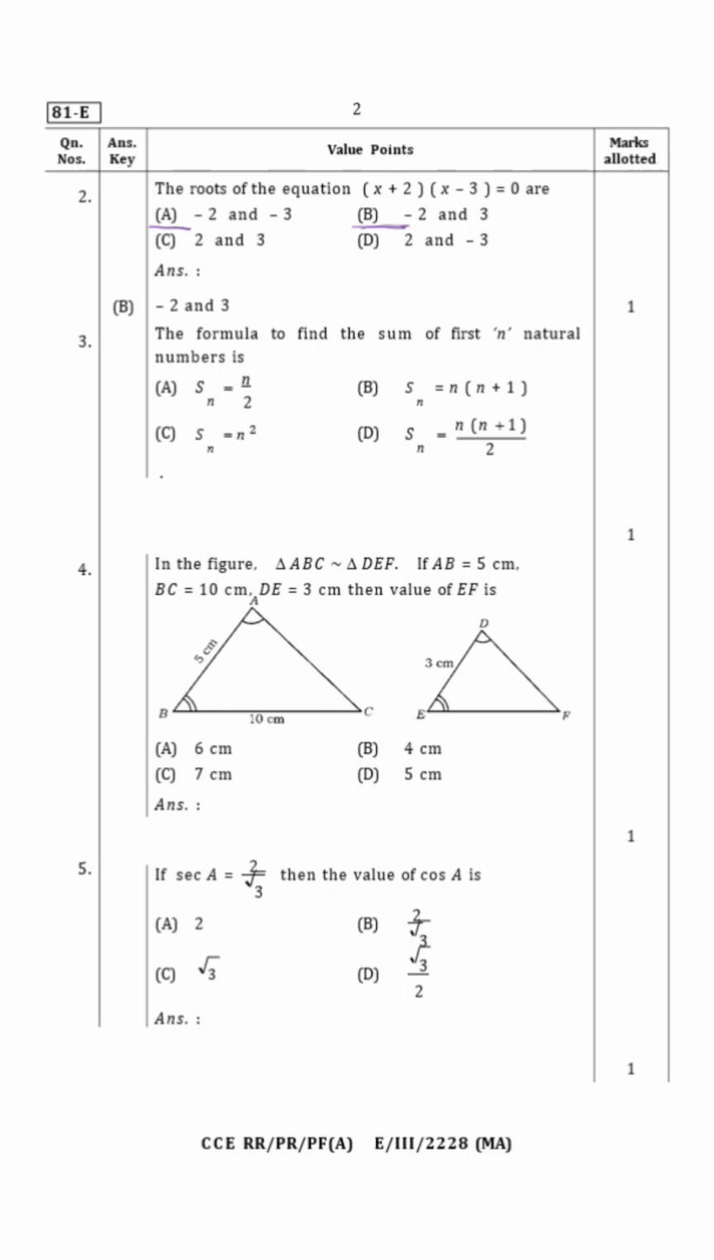Option B is correct. The formula to find the sum of first n natural numbers is. The question is taken from the chapter arithmetic progressions. Sum of first n natural numbers is n into (n plus 1) by 2. So option D is correct.